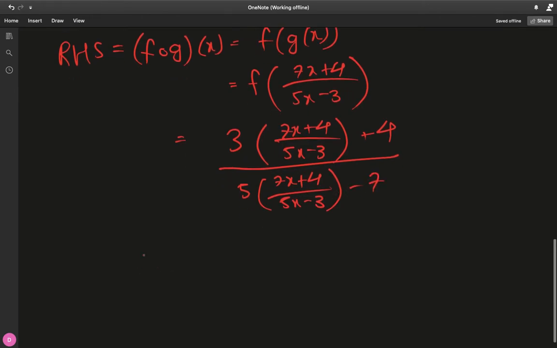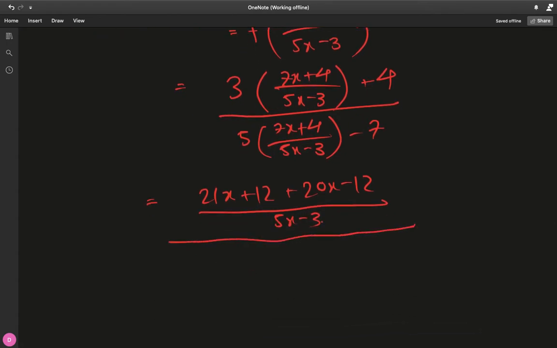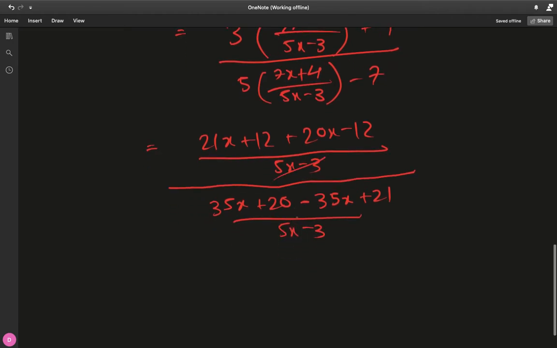minus 7. So again, as always, take the LCM, open the bracket: 21x + 12 + 20x - 12 divided by 5x - 3, all of that divided by 35x + 20 - 35x + 21 divided by 5x - 3. Denominators cancel, 12 cancels out, 35x cancels out.